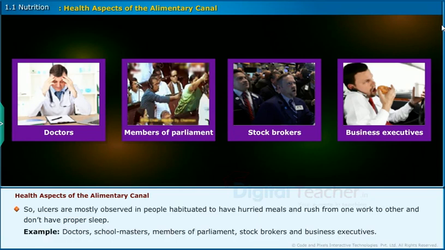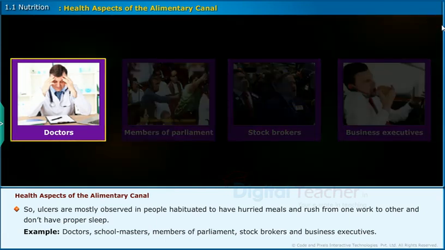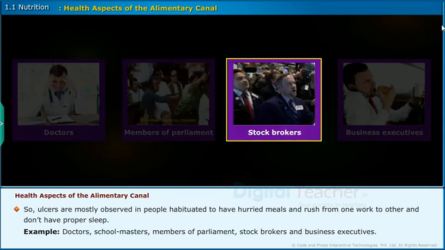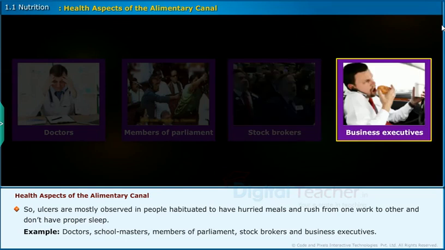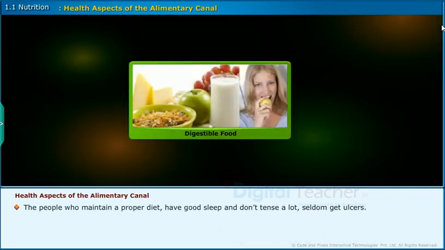So, ulcers are mostly observed in people habituated to have hurried meals and rush from one work to other and don't have proper sleep. Example, doctors, schoolmasters, members of parliament, stockbrokers and business executives. The people who maintain a proper diet, have good sleep and don't tense a lot, seldom get ulcers.